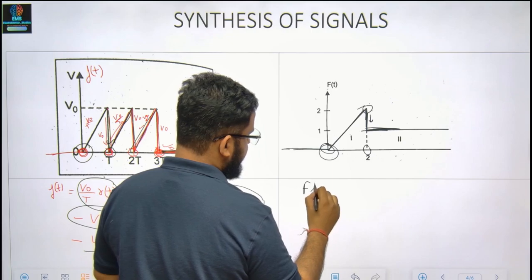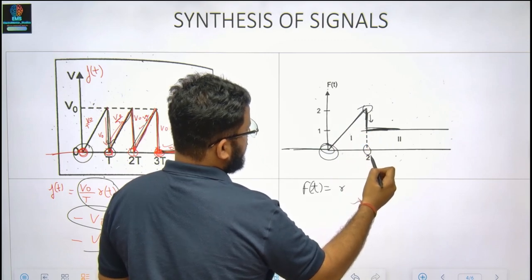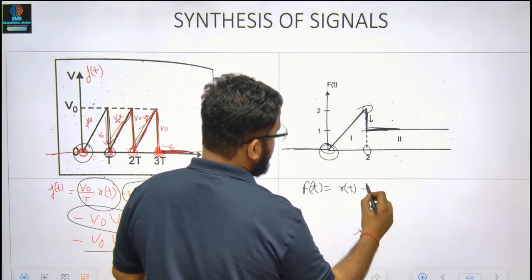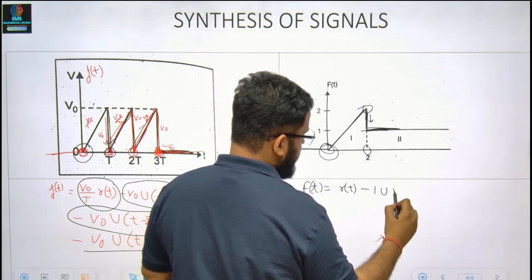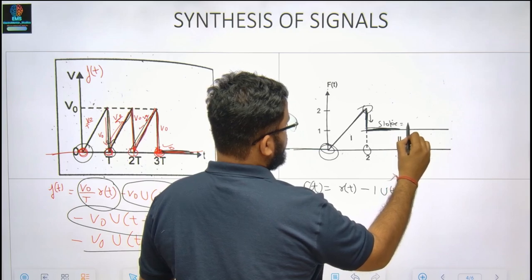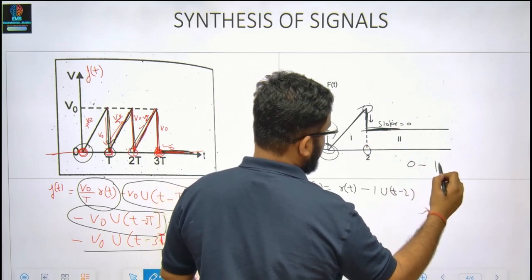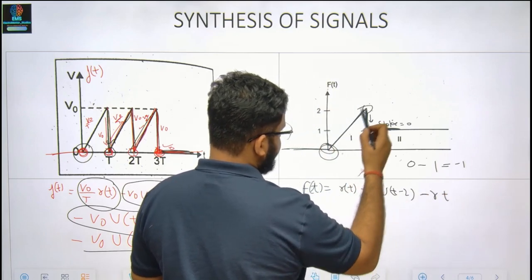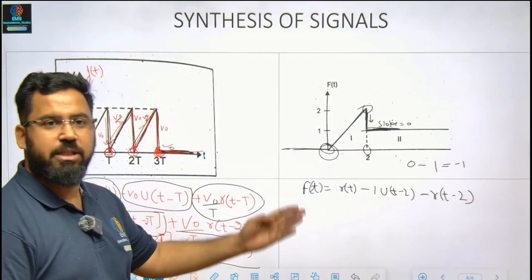So this f of t can be written as slope. It is rising by 2, change of 2 in both x and y. 2 divided by 2 is 1. So it's r of t. At this point, there is a sudden drop by 1, minus 1, u of t minus 2. Now, at this point, there is a change of slope. Slope is 0. So, 0 minus the initial slope. My initial slope was 1. It would be minus 1. So, it would be minus r of t minus 2. That's it. Done.